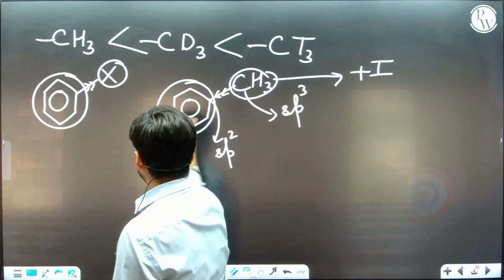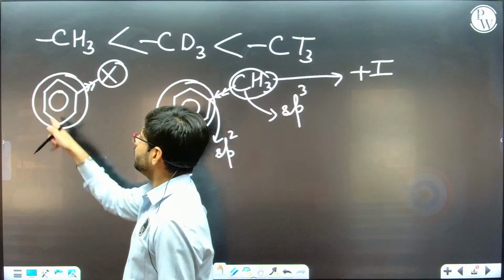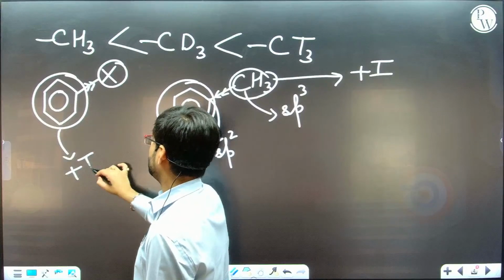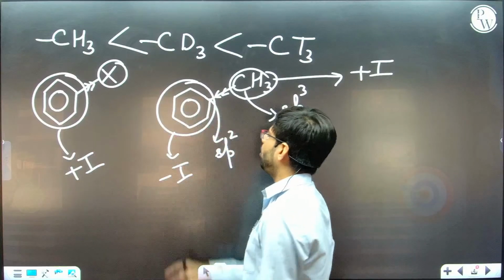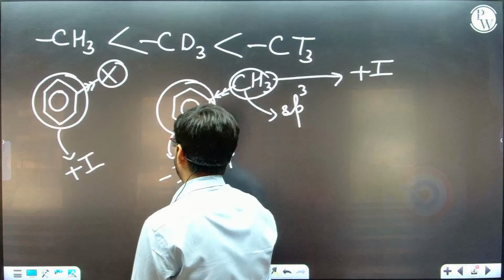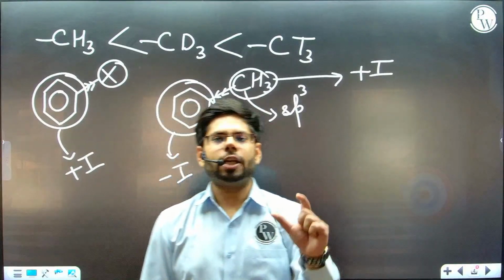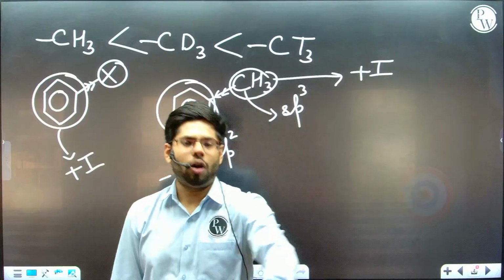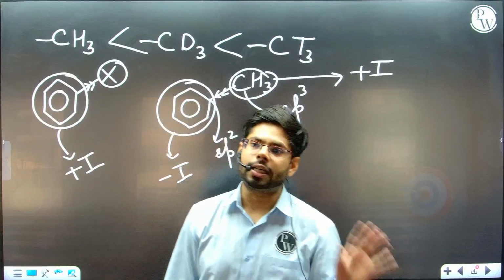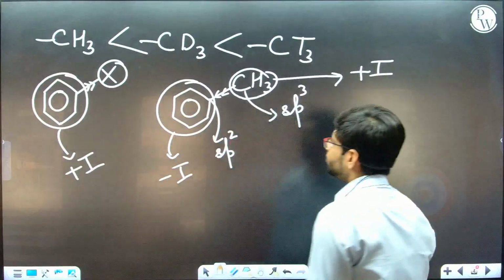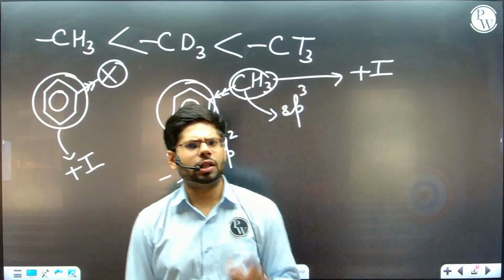If I compare these two cases, I can see that in this compound phenyl ring is showing plus I, right? In this compound phenyl ring is showing minus I. So it is not compulsory that a particular group will always show plus I or minus I. It will depend on what is attached to it. This is visible from these two examples. So a quick recap of inductive effect has been done.